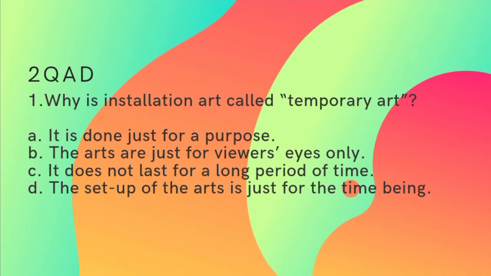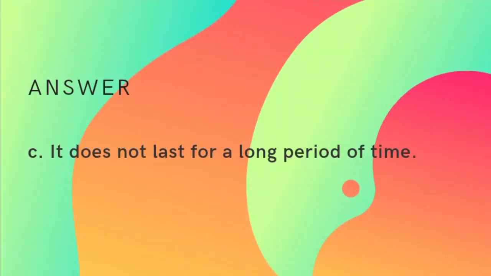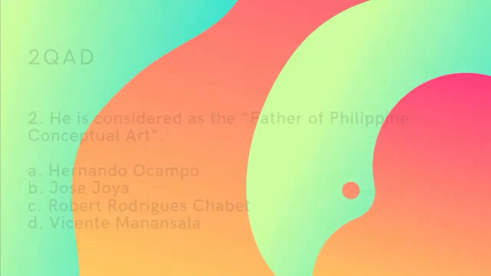Let's start with our quiz. Okay, why is installation art called temporary art? A. It is just done for a purpose. Letter B. The arts are just for viewers' eyes only. Letter C. It does not last for a long period of time. And letter D. The setup of the arts is just for the time being. And your answer is letter C. It does not last for a long period of time. So that is part of your contemporary art.